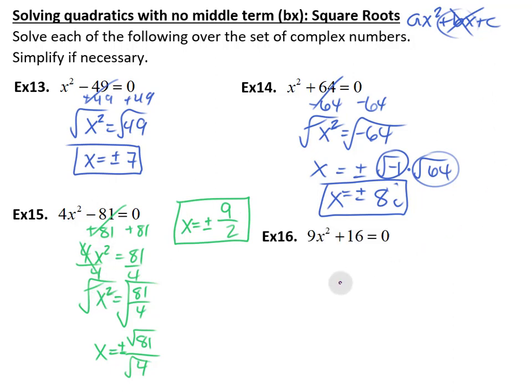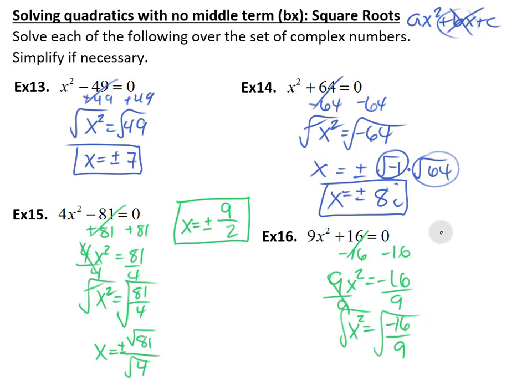Okay, last one here. Again, no middle term, so we should be able to solve with square roots. Let's get x squared by itself by subtracting 16. Negative 16. Divide away the 9. And then we can use square roots. Negative 16 ninths. And we square root both sides. So just like we said before, you can separate this as, and don't forget your plus or minus, the square root of the top over the square root of the bottom. Radicals can be separated or combined over multiplication or division.